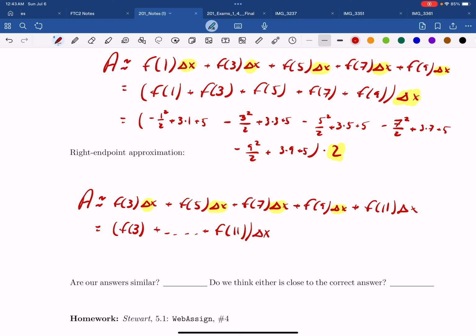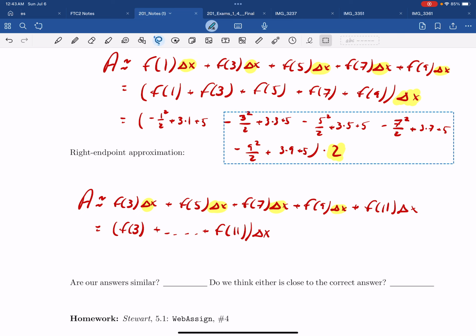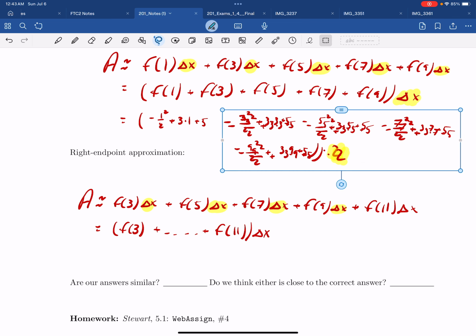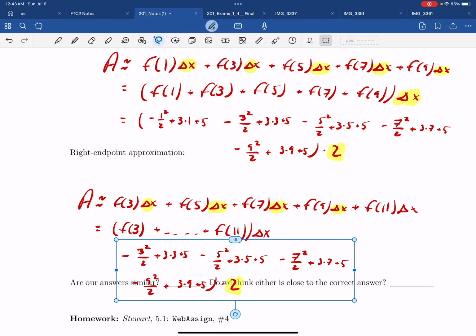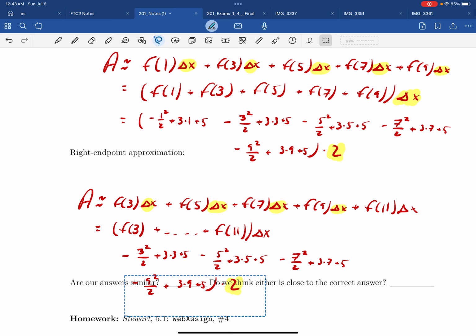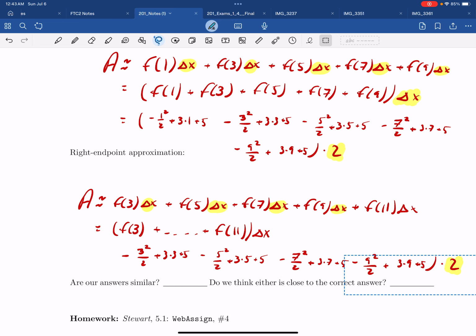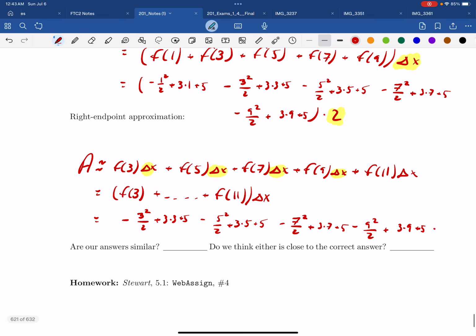And so that's going to be, again, just going to abuse the copy paste here. All right, so we'll say that this equals that plus that plus that plus that, and we're not going to do the times 2 yet, because I guess we have the negative 11 squared over 2 plus 3 times 11 plus 5, and all of that gets multiplied by 2. Okay, so that's our answers.